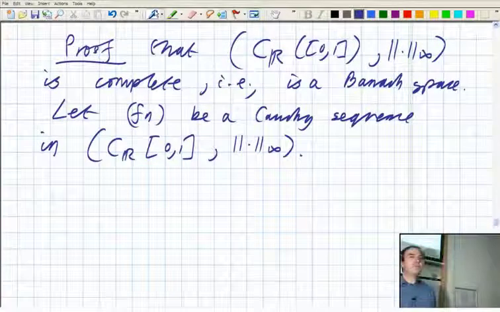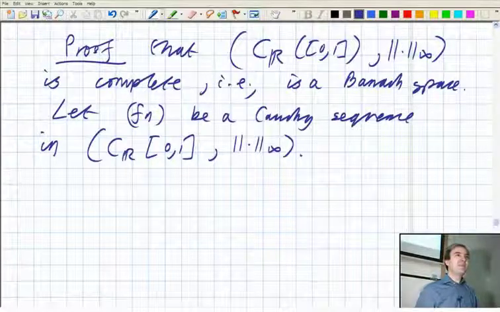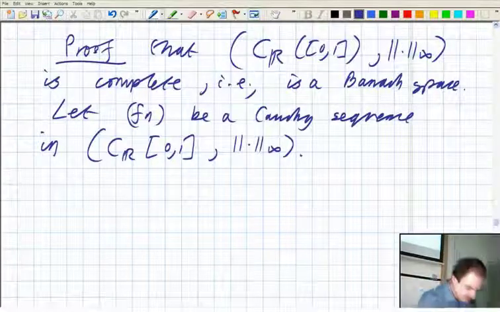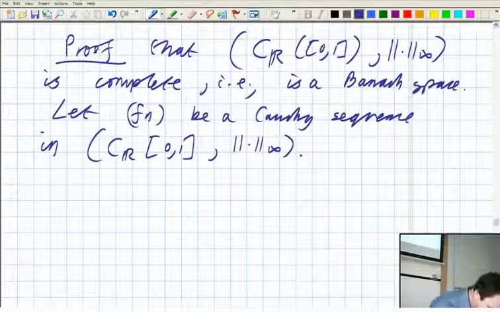Now, this is a 3-stage proof. But the second 2 stages can be done together. So stage 1, I'll do it as a 2-stage proof. The second stage really has 2 bits to it. So here's our strategy.